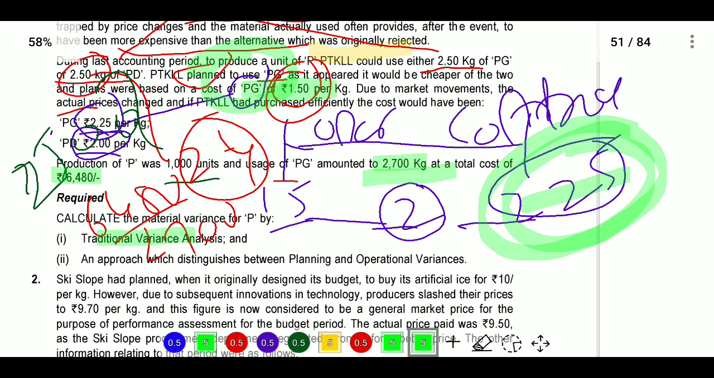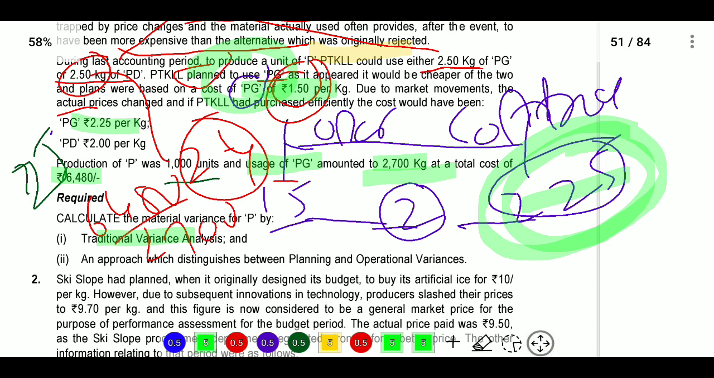To where will we get the 2.25? This is budgeted. With this budget, we are using the PG, so we will take the PG standard rate. Next, which one do we require? Another will be planning: distinguish between planning and operational variances.